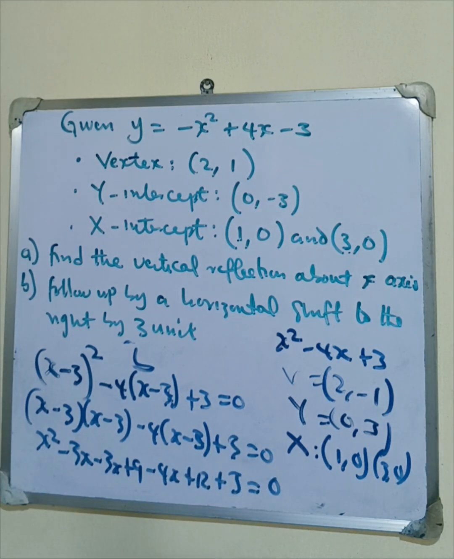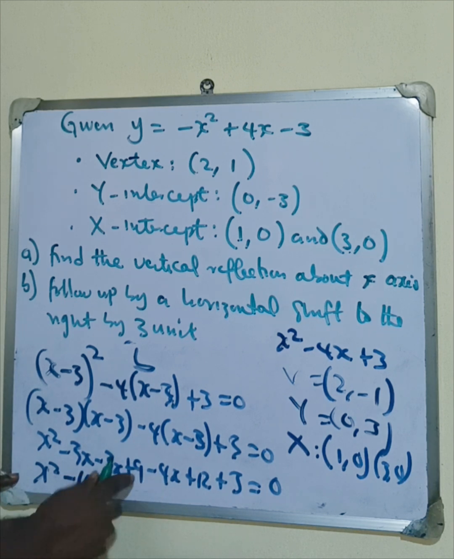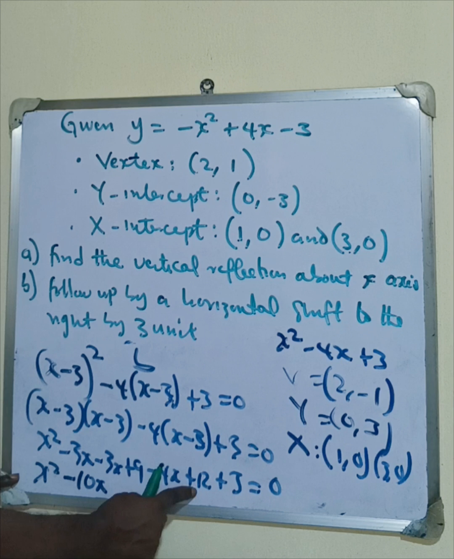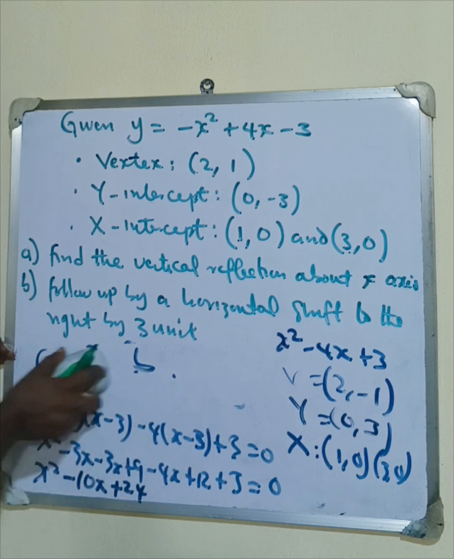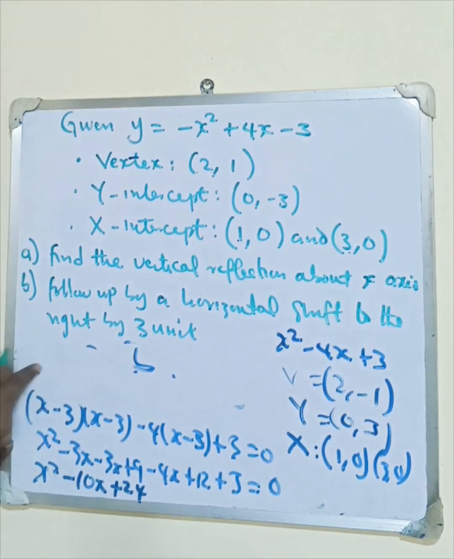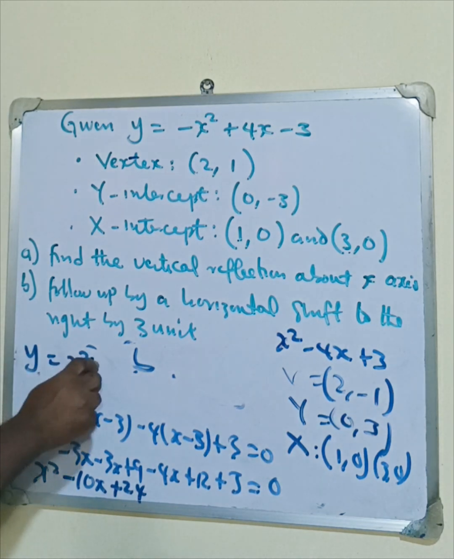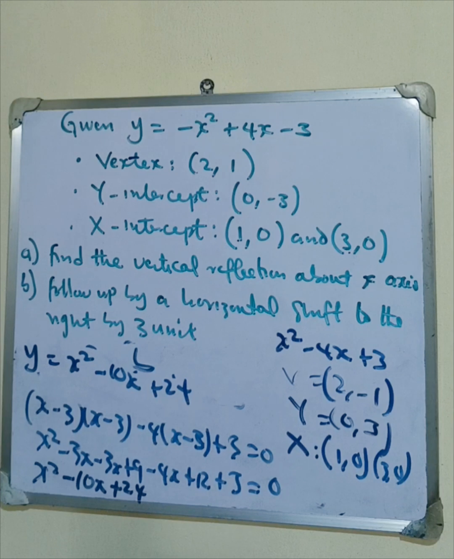So compiling the result together now. When you compile together, you have x squared. Minus 3x gives us minus 6x. Minus 4x gives us minus 10x. Then 9 plus 12 plus 3 gives us 24. So we have a new equation. It means our new function is no longer x squared minus 4x plus 3. So we have it to be x squared minus 10x plus 24. That is what we have.